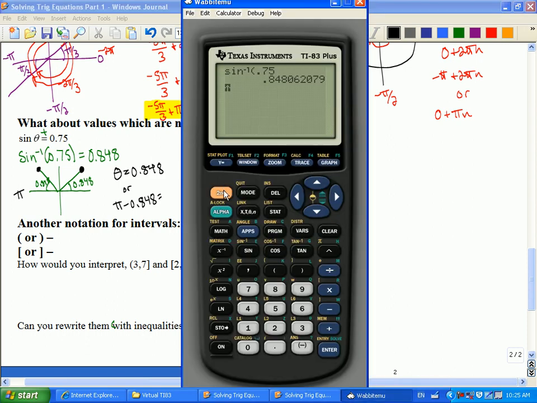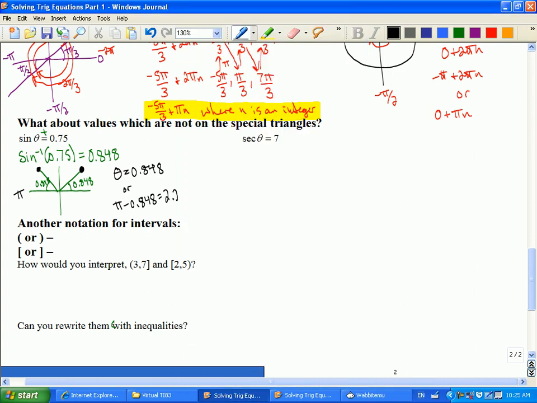Okay, so pi minus, if you don't know, this is a handy one. You go second function and answer. That can use the answer that you've already stored. So 2.294. Okay, so those would be the two answers if I did it with the calculator.